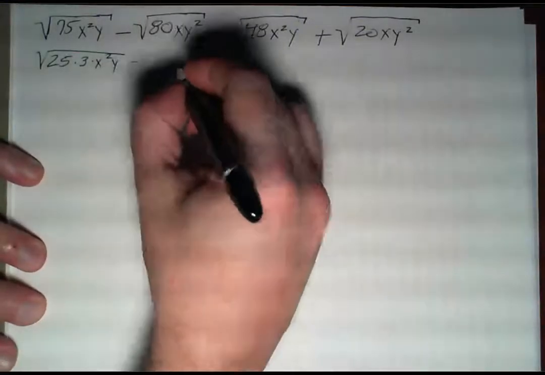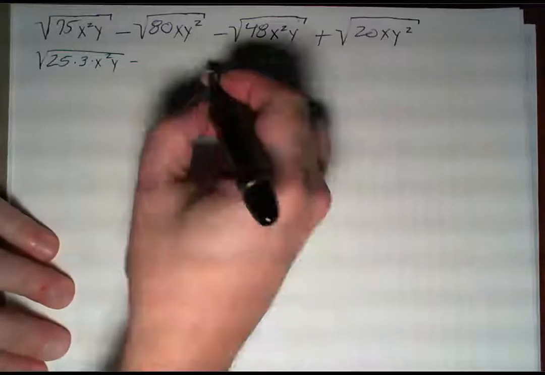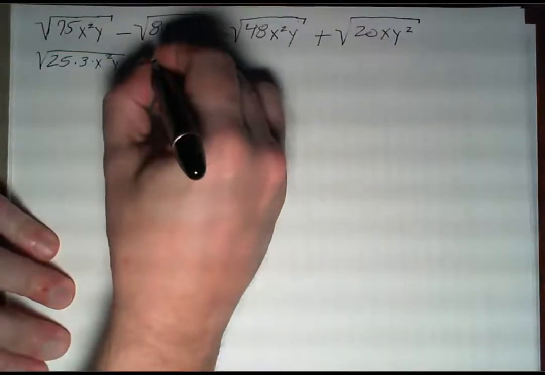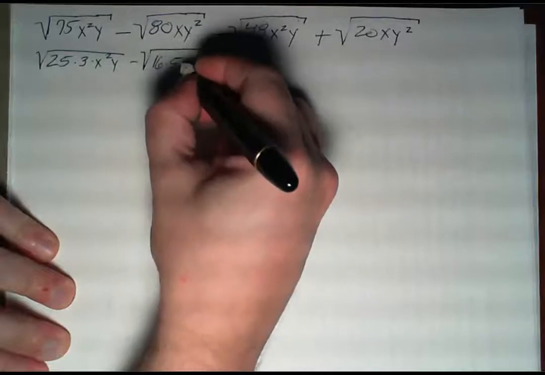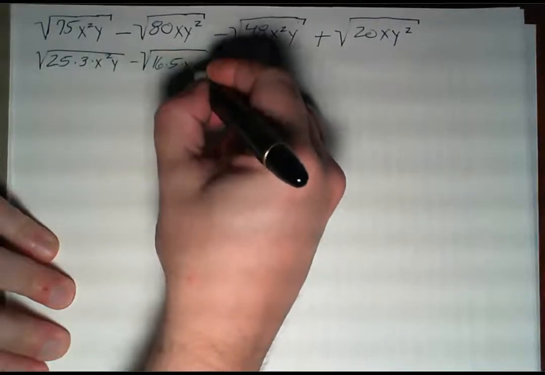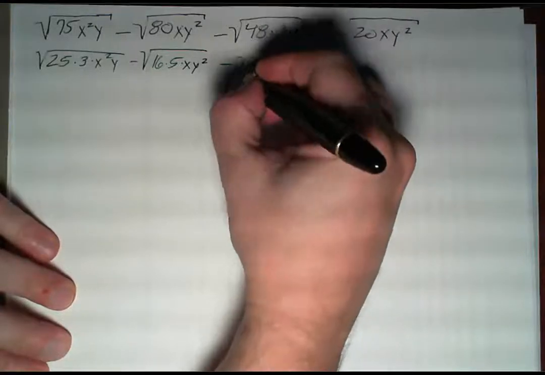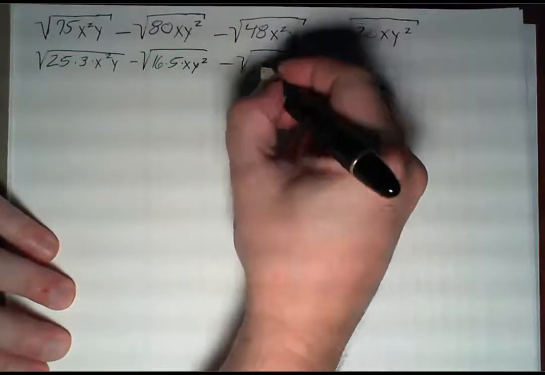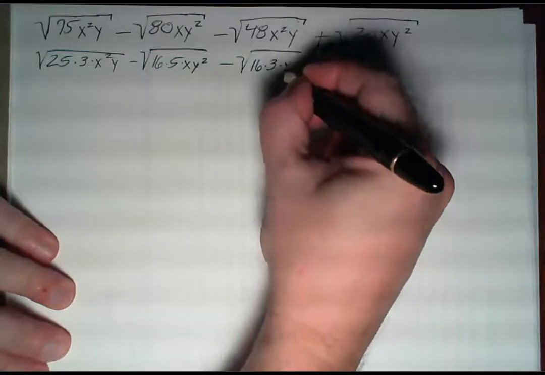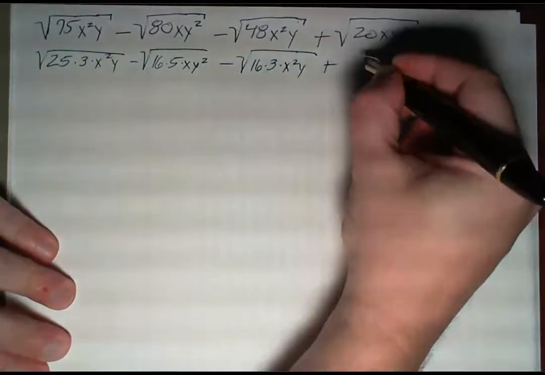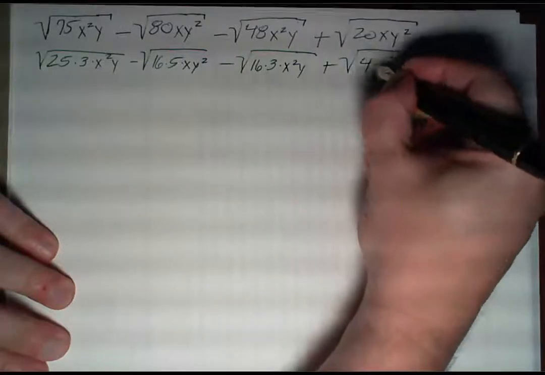Alright, so when we get to the 80, I want to think of a perfect square that's a factor of 80, which would be 16. It'll be 16 times 5. With 48, we also have a perfect square that's a factor, which is 16 times 3. And then finally the 20, you just have 4 times 5 there, the 4 being the perfect square.